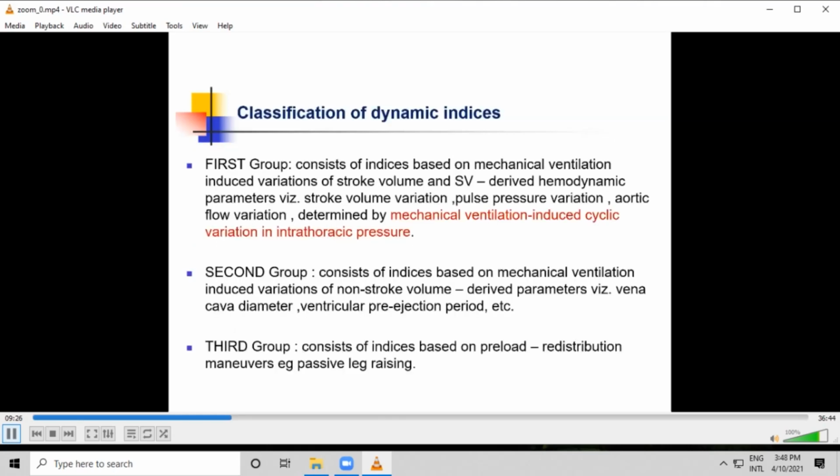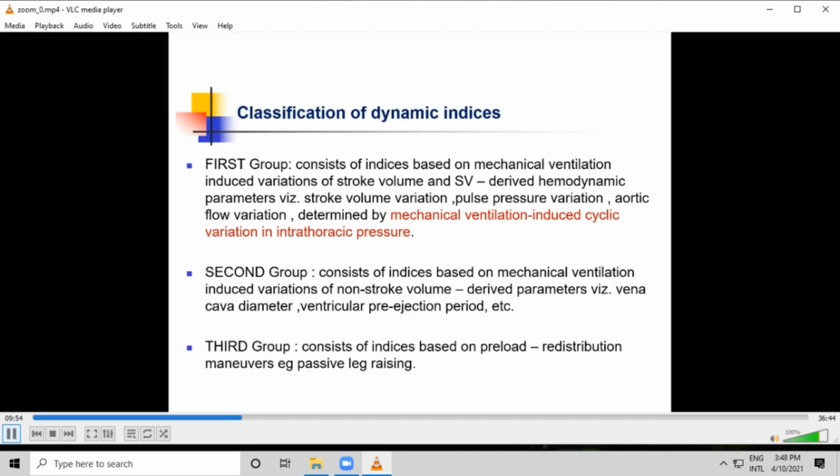How do we classify the dynamic indices? First group consists of indices which are based on mechanical ventilation induced variations of stroke volume and stroke volume derived hemodynamic parameters like stroke volume variation, pulse pressure variation, aortic flow variation. These are determined by mechanical ventilation induced cyclic variation in intrathoracic pressure.